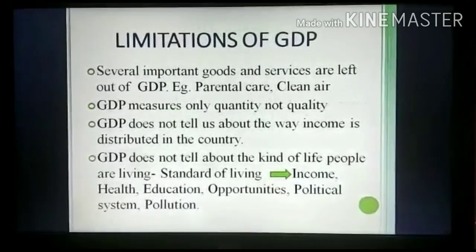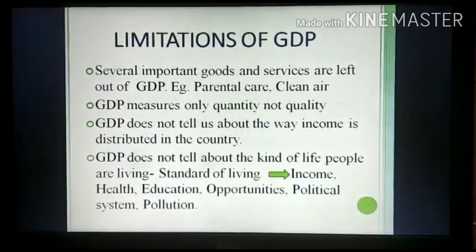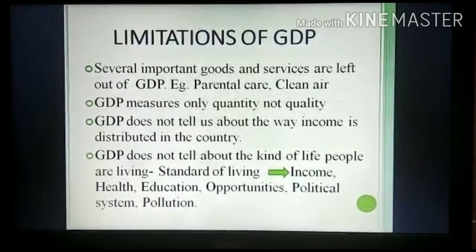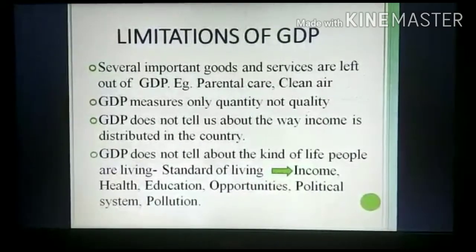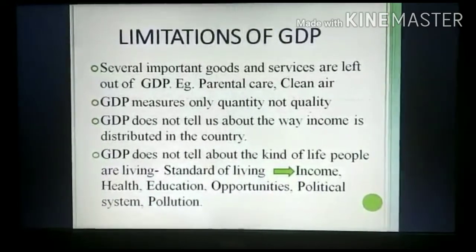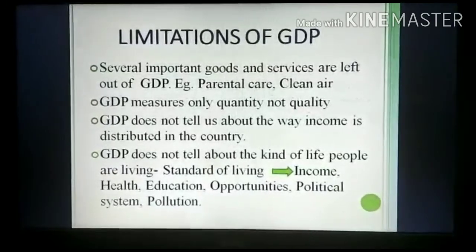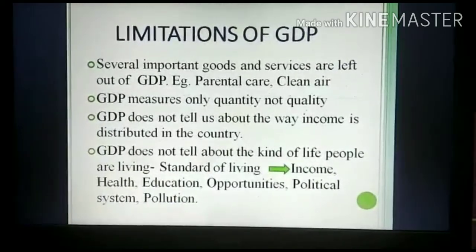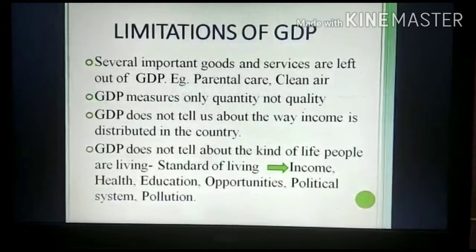Then the increase in pollution leads to a decrease in the health conditions of the people. Then we know about our education. Nearly 40% of people are uneducated in India. Then regarding opportunities, just now I told about employment opportunities. These are the problems people are facing in the economy, but these are not calculated in our GDP. These are the drawbacks of GDP.